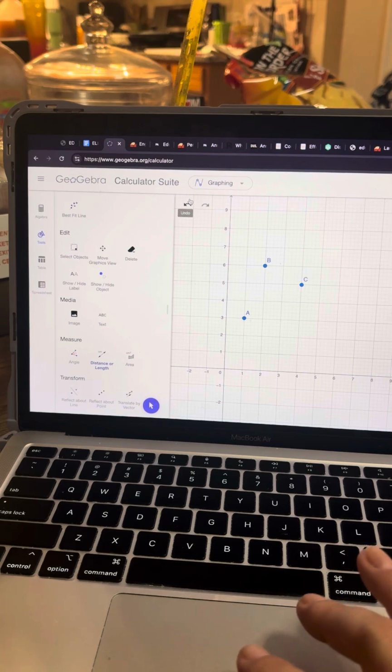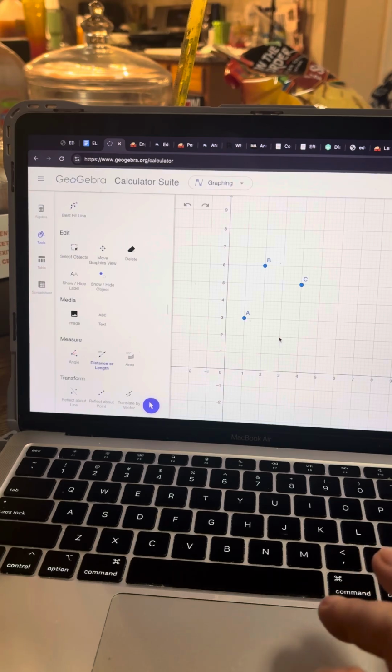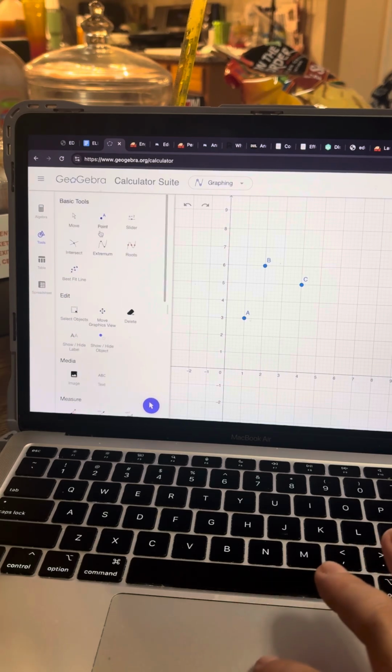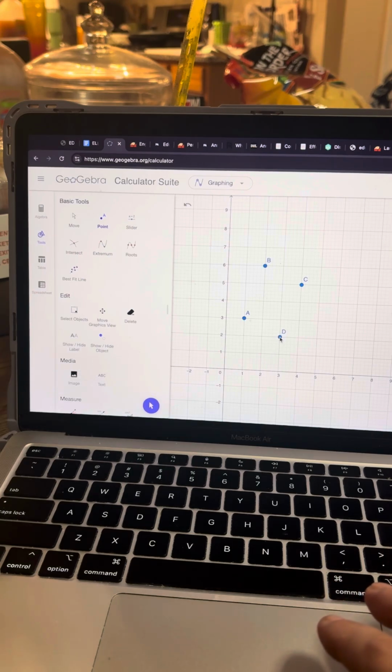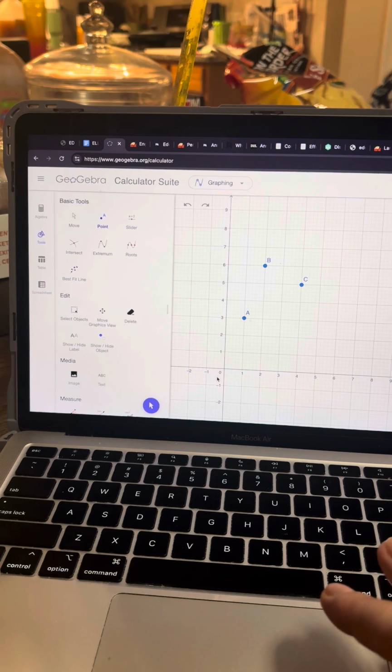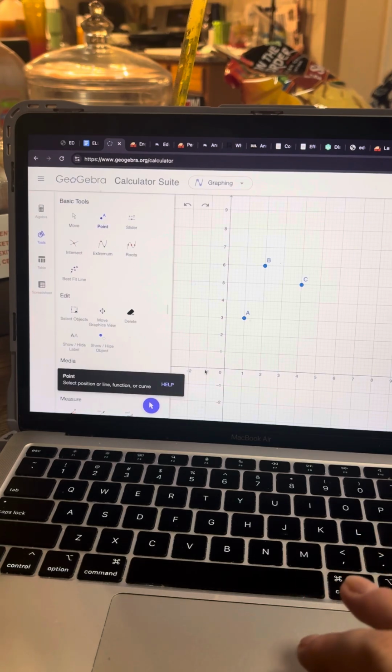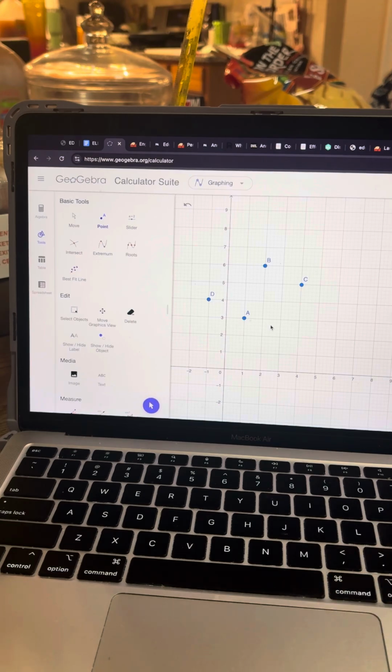Now I'll try the next one, which is 3, 2. Sorry, I need to do a point. 3, 2. That again forms a parallelogram. Take that away. And now the next spot that I found is -1, 4. Point. -1, 4. And that also makes a parallelogram.